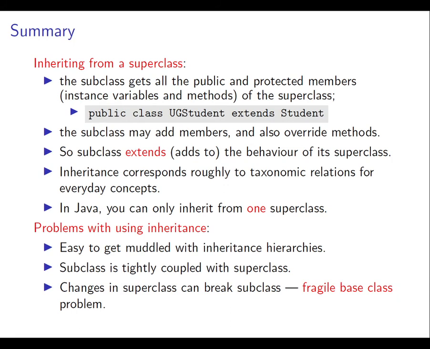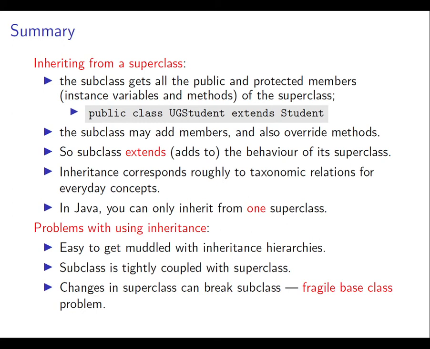So in summary, when you inherit from a superclass, the subclass, the thing doing the inheriting, gets all the public and protected members, that is the instance variables and the methods of the superclass. The syntax for that is like this: public class UGStudent extends Student. The subclass can add further members, and it can also override methods. And so that's why we have this terminology. It extends, or it adds to, the behaviour of its superclass.